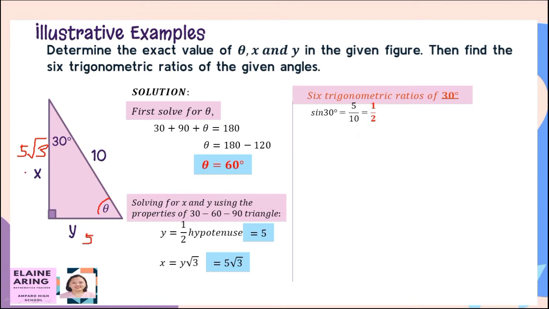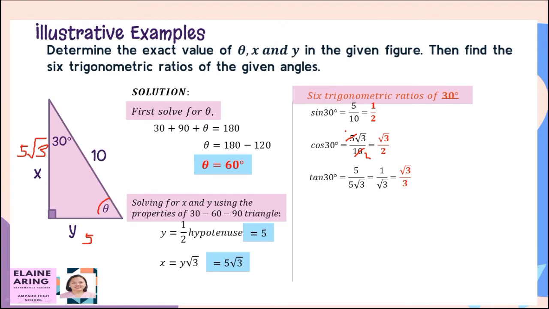Si cosine 30 naman, adjacent over hypotenuse. So, that will become 5 square root of 3 over 10. Then, lowest term, so square root of 3 over 2 na lang. Kasi, makakancel na to, tama? So, 2. Okay, next. Tangent 30.